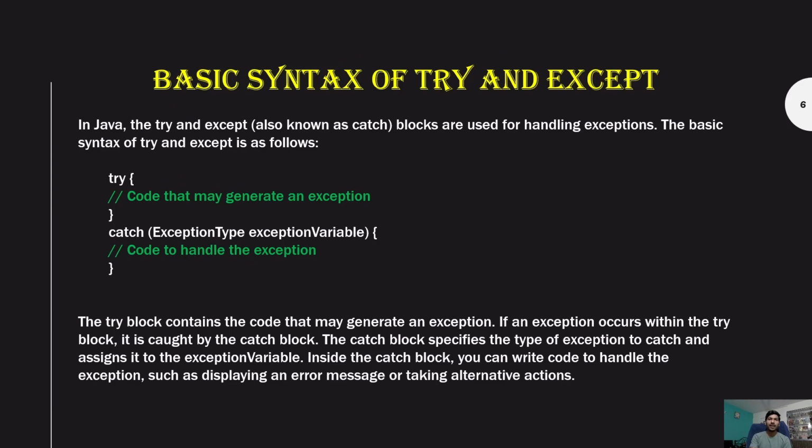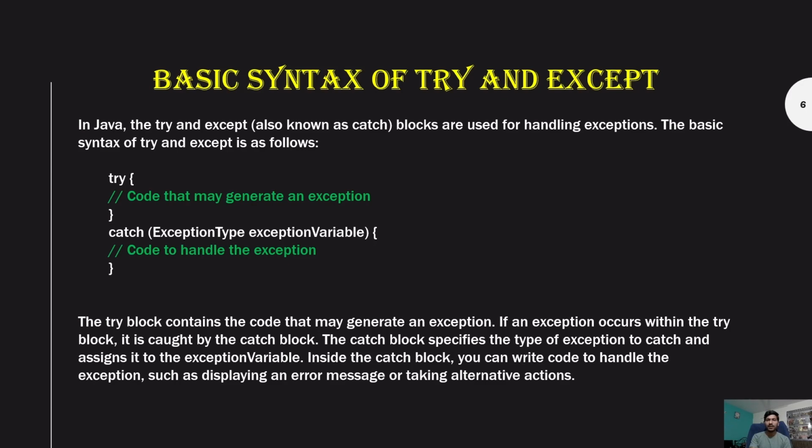Basic syntax of try and except. In Java, the try and except, also known as catch block, are used for handling exceptions. The basic syntax of try and except is as follows: try, open curly braces, code that may generate an exception, close curly braces; catch, brackets, exception type and exception variable, closing the bracket, curly braces open, code to handle the exception, curly braces closed. The try block contains the code that may generate an exception.